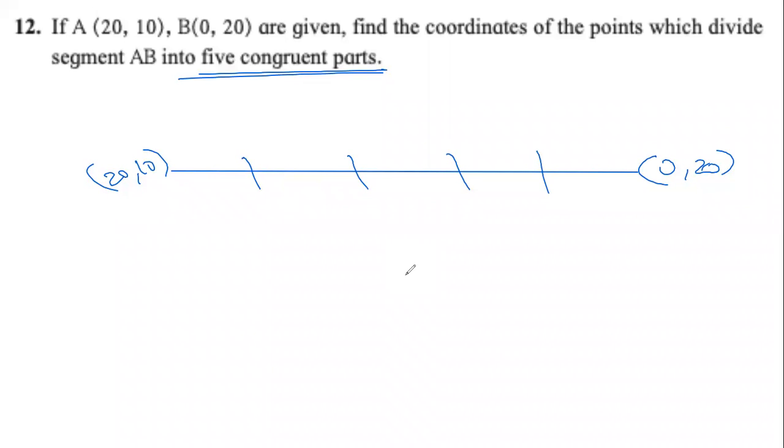Why should we worry at all? We know the logic. 1 by 5, 1 by 5, 1 by 5, 1 by 5, 1 by 5. So for the first point, suppose this is P, Q, R, S. For the first point, it will be 1 is to 1, 2, 3, 4. 1 is to 4. If this is 1 is to 4, S will be 4 is to 1.